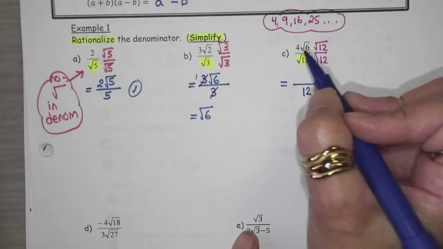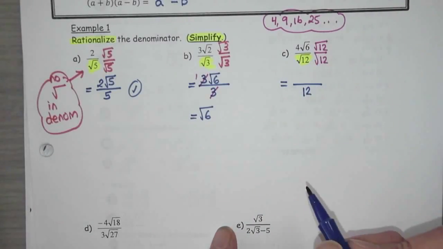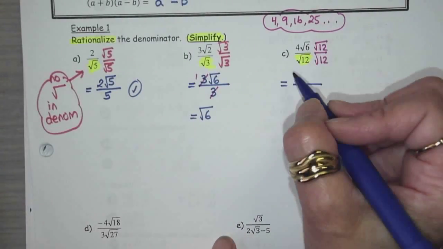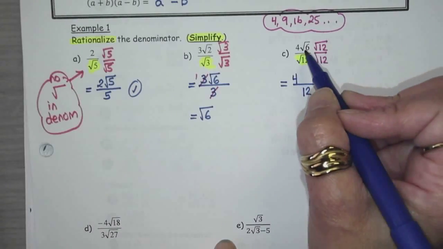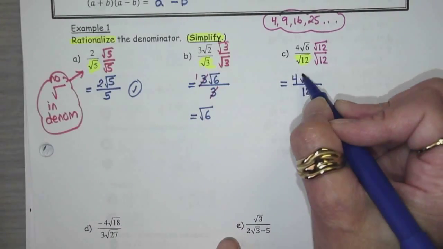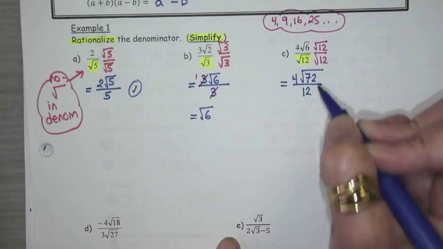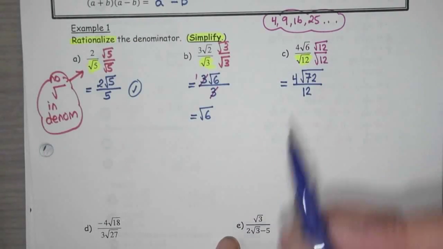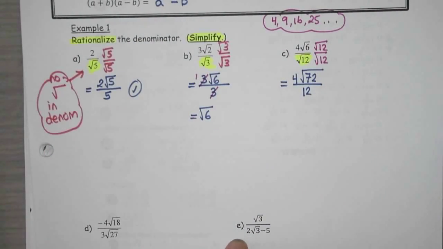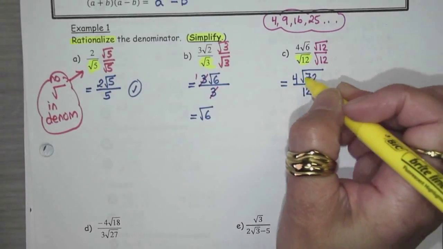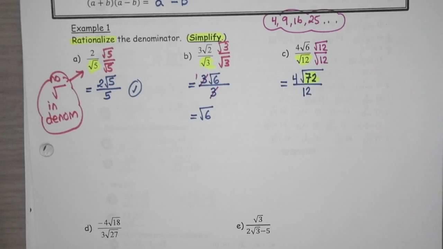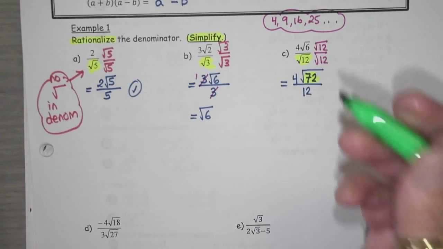Okay, all right. 4 root 6 times root 12. Whole number times whole number, so 4. Root 6 times root 12 is root 72 times 12. Can I reduce anything? Yeah, what can I reduce? The 72. I can reduce the 72. Also, what else can I do? Yeah, the 4 and the 12.